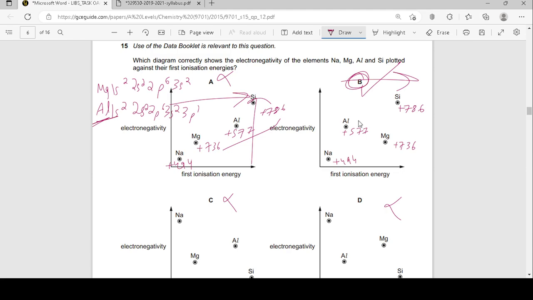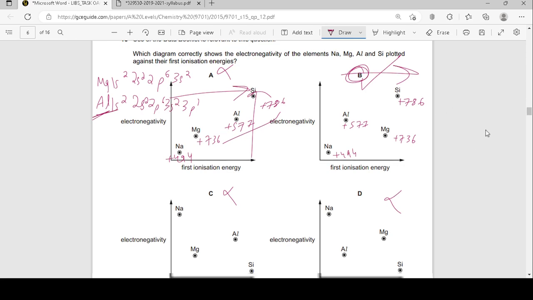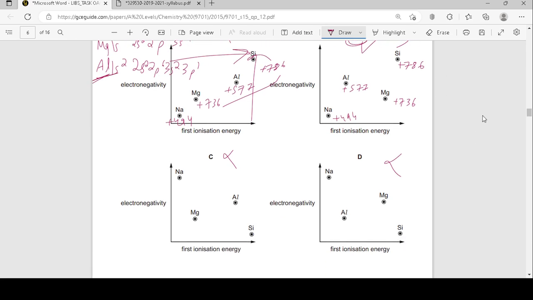I want to state the reason for electronegativity also. Look at my books. What have I written the other day about it? I know, grade 11. Electronegativity increases across a period. It's pretty much the same reason, isn't it?